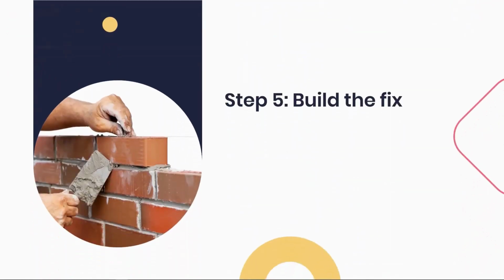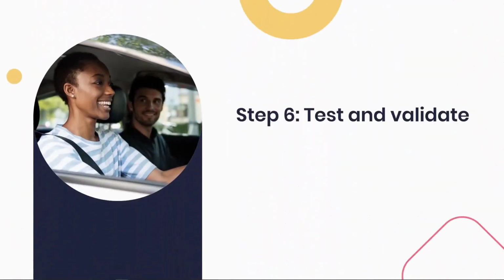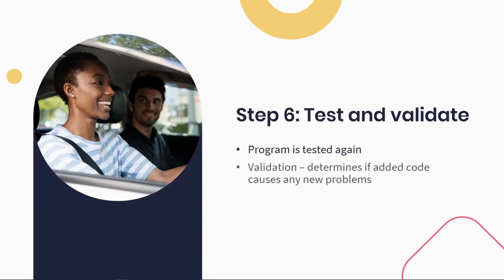Step 5. Build the fix. The actual code for the fix is then written and appended to the existing code. Step 6 is testing and validation. The entire program is then tested again to see if it now performs as expected. Validation seeks to determine whether added code does not cause new problems.